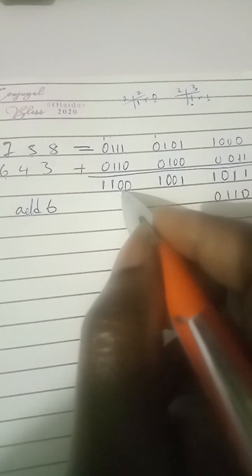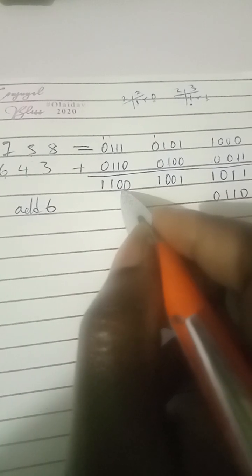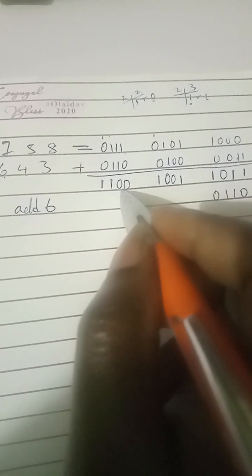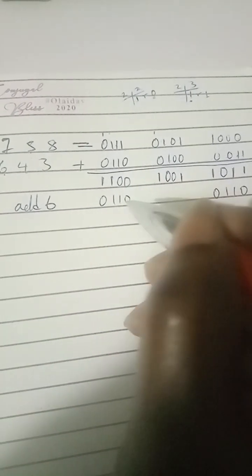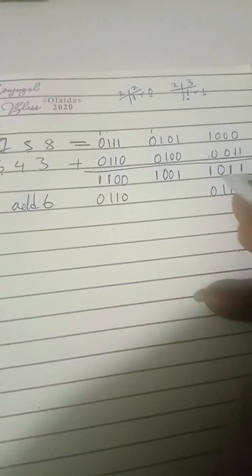But this one too is more than 9. Yes, it's more than 9. This is 12. So I will also add 6, 0110. So you have to look at it one after the other before you can continue. Does this one require 6? Does this one require 6? Anyone that requires 6, you add it. Now you put your sign here.